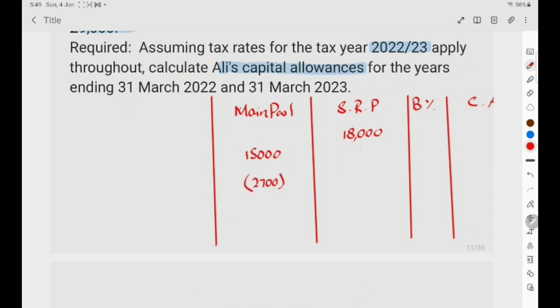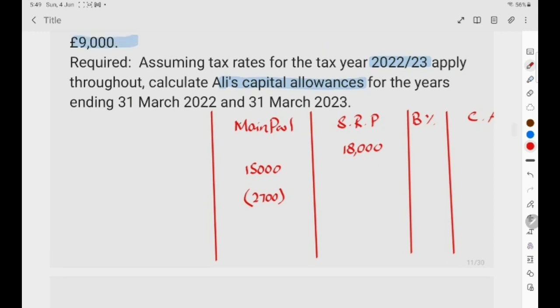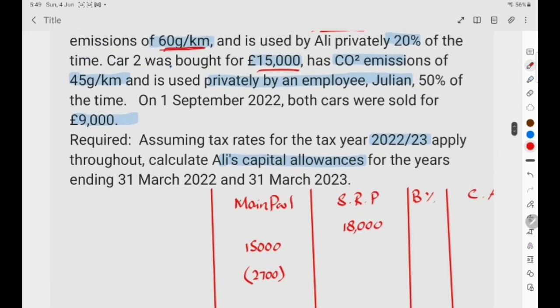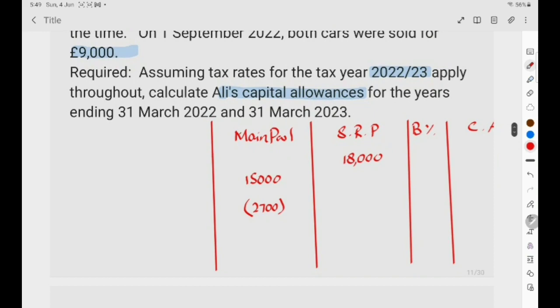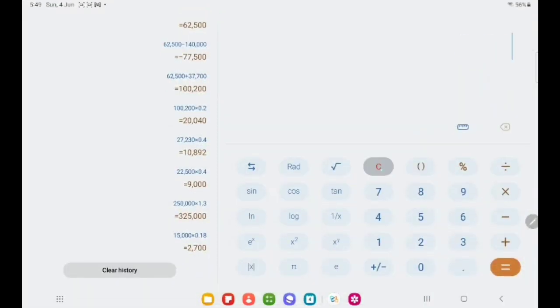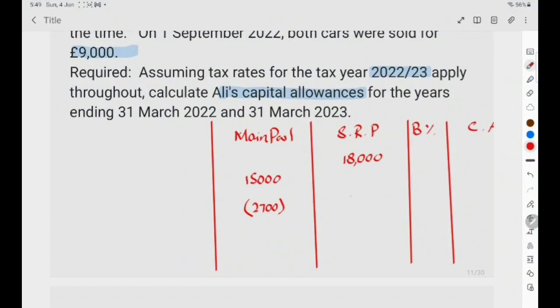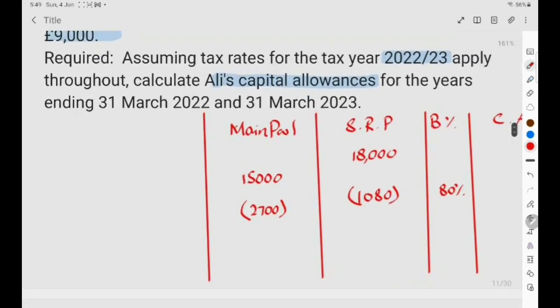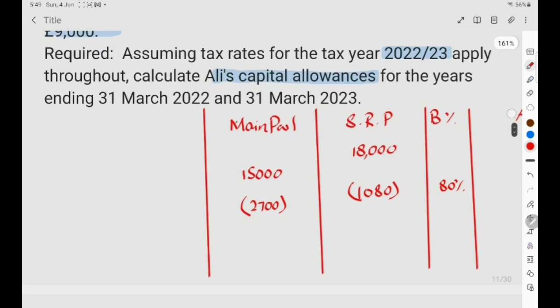While the second car, which has a CO2 emission of 60 grams per kilometer, lies in the special rate pool. So we have to calculate the capital allowance at the rate of 6%. So 6% would be 1080. So 1080 is to be deducted from the special rate pool item, but 80% of this will be provided as capital allowance. How much capital allowance will be provided? 80% of that.